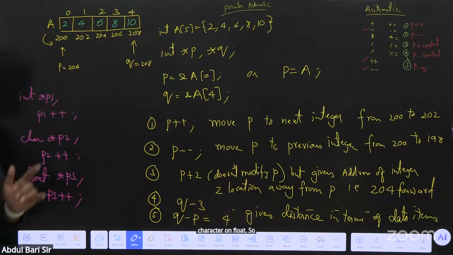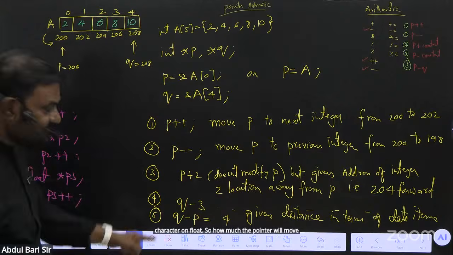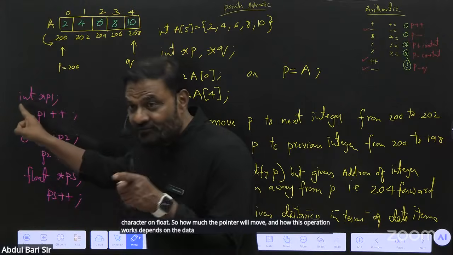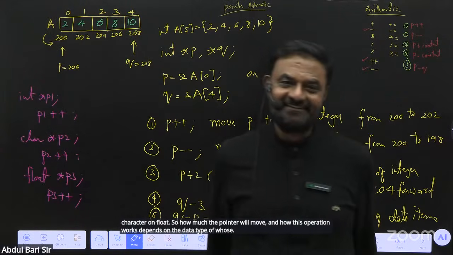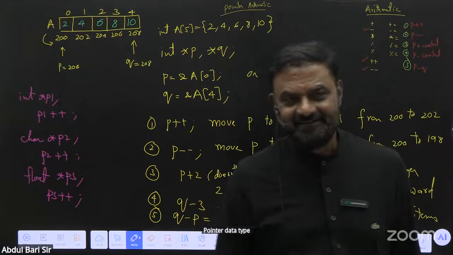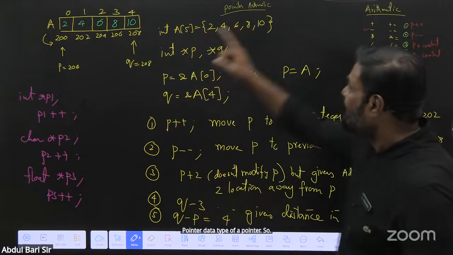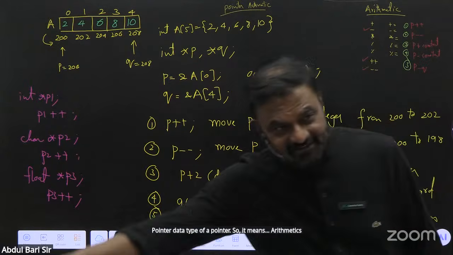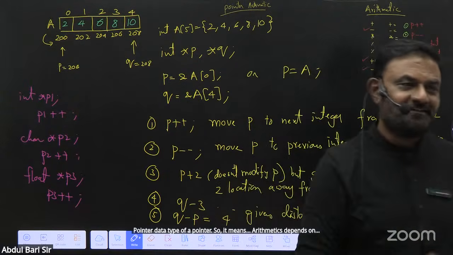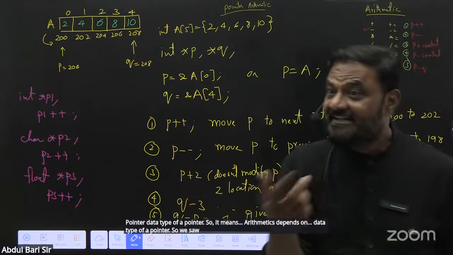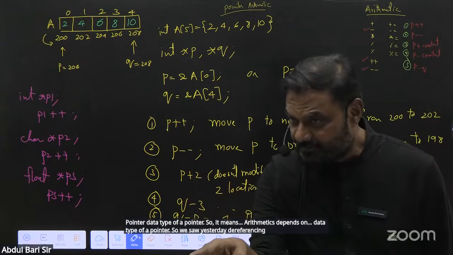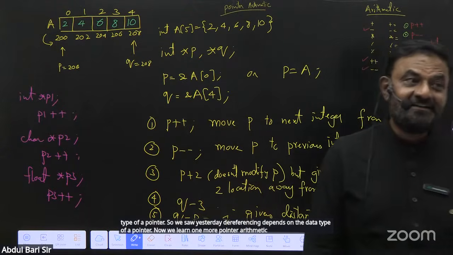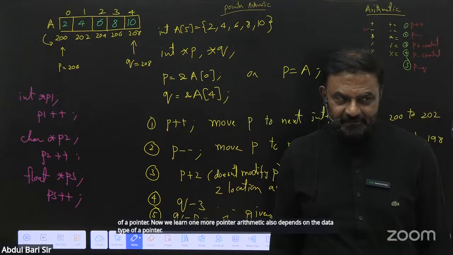So how much the pointer will move, and how this operation works, depends on the data type of the pointer. So it means arithmetic depends on the data type of a pointer. We saw yesterday that dereferencing depends on the data type of a pointer. Now we learn one more: pointer arithmetic also depends on the data type of a pointer.